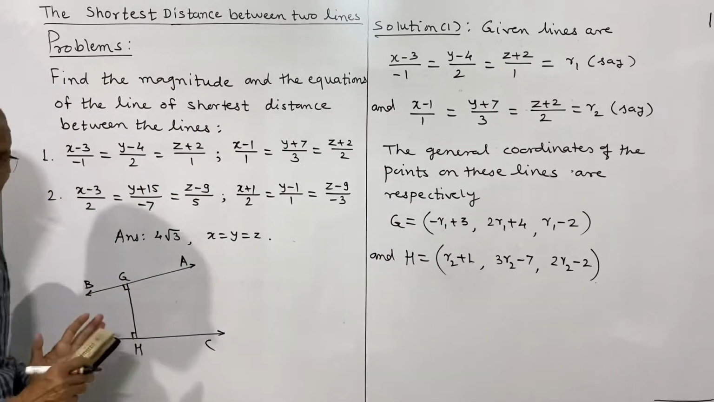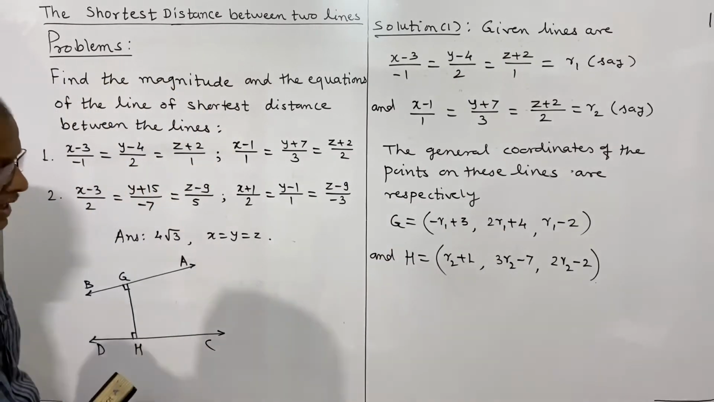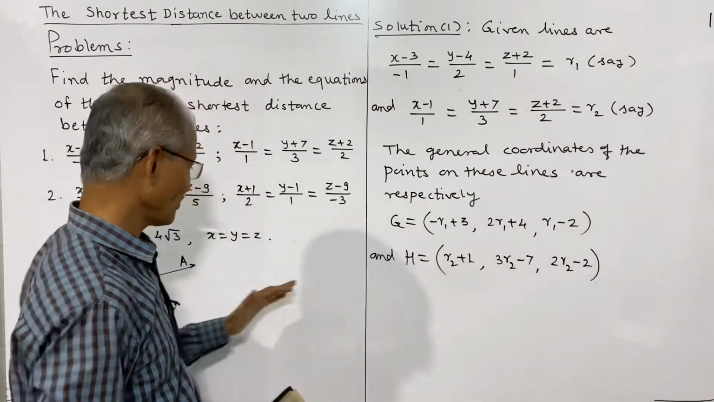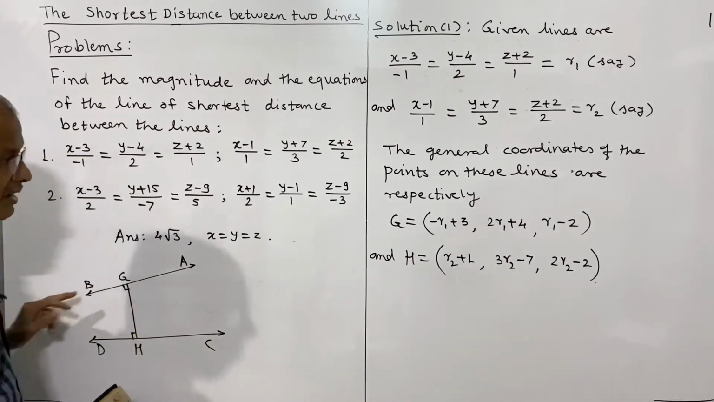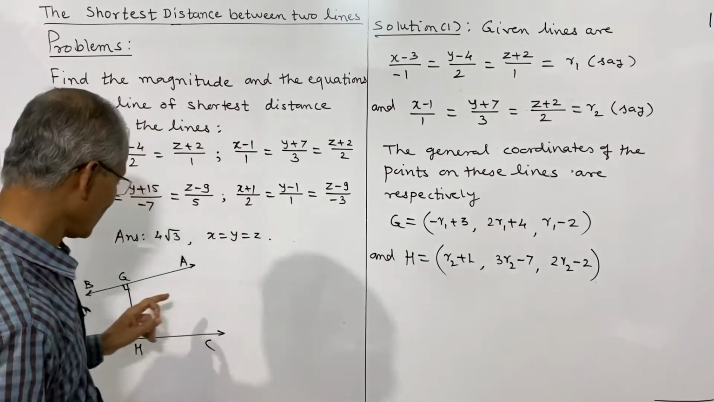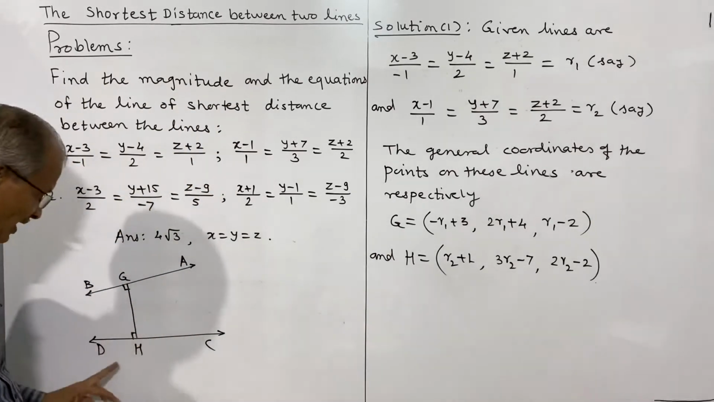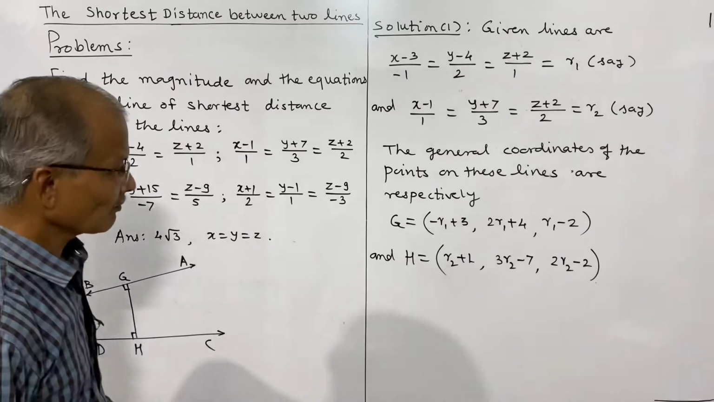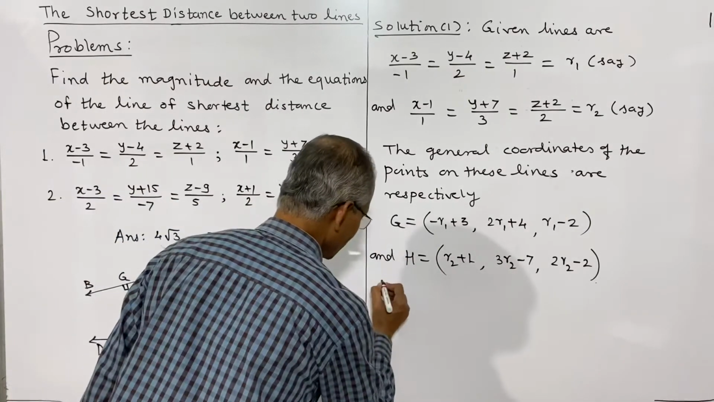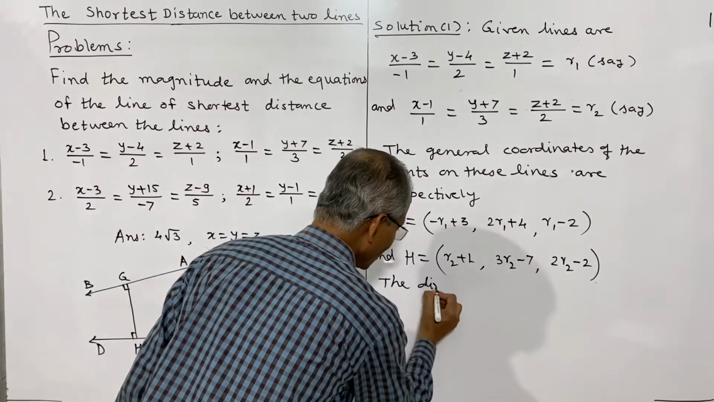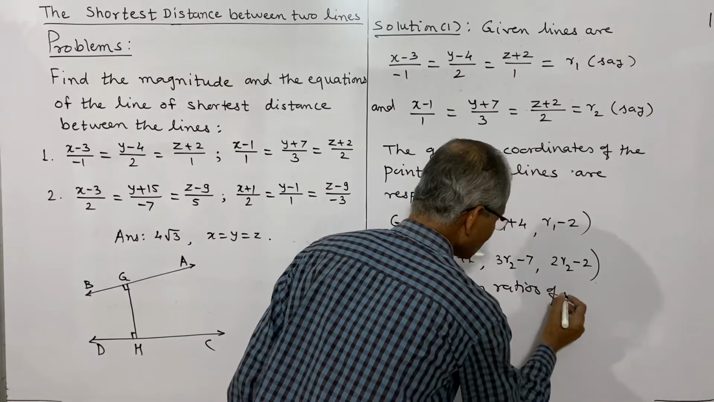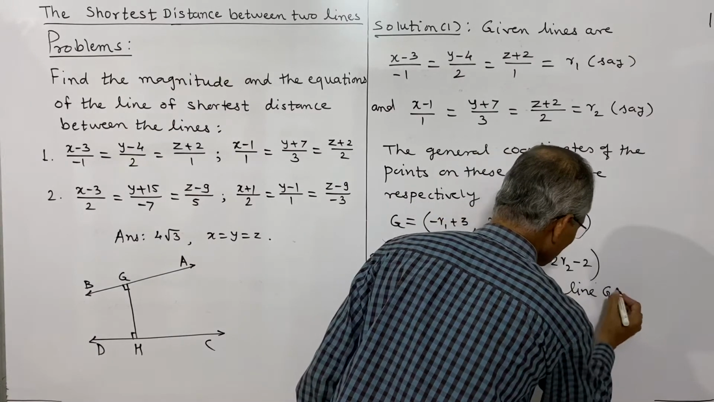This is any point, not fixed, that R1, R2 can take any value, and if R1 changes, the point changes, R2 changes, the point on this line changes, varies. Now what we have to do is select those particular points so that GH will become perpendicular to AB and CD both. Now for that purpose we shall write the DRS, direction ratios, of line GH. The direction ratios of line GH are.